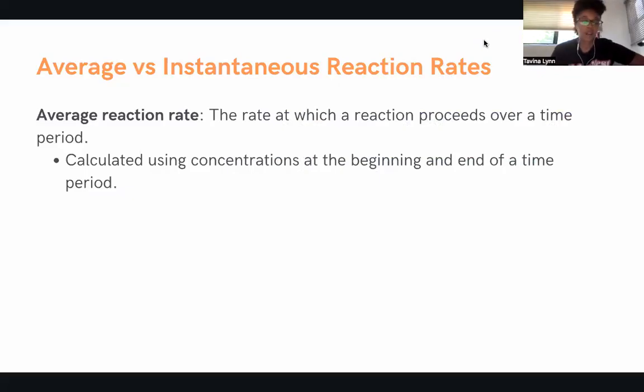All right, so I want to talk about different types of reaction rates that you may hear about. So the average reaction rate is the rate at which a reaction proceeds over a time period. So we calculate the average reaction rate where we use concentrations at the beginning and end of a time period, similar to what we did in our previous example where we were looking at hydrogen peroxide decomposition.